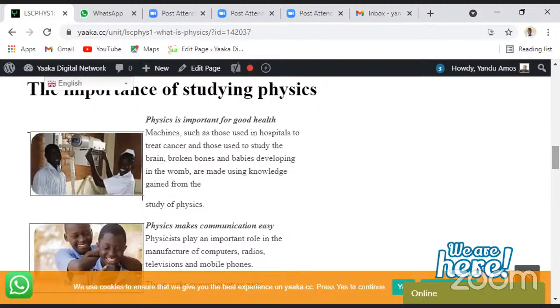Machines such as those used in hospitals to treat cancer and those used to study the brain, broken bones, and babies developing in the womb are made using knowledge gained from the study of physics.